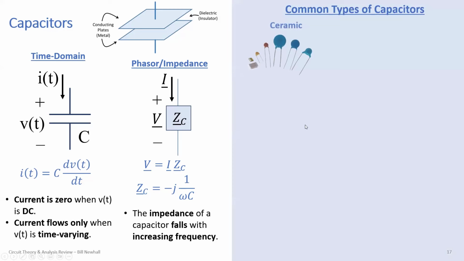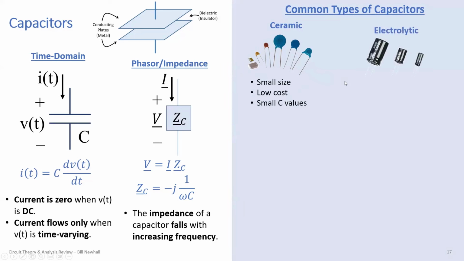Here are some example capacitors. These are ceramic capacitors. You probably have something that looks like this in your kit, maybe something that looks like that. They come in surface mount packages and these leaded, through-hole packages. They're small size, they're low cost, and they're usually small capacitance values.